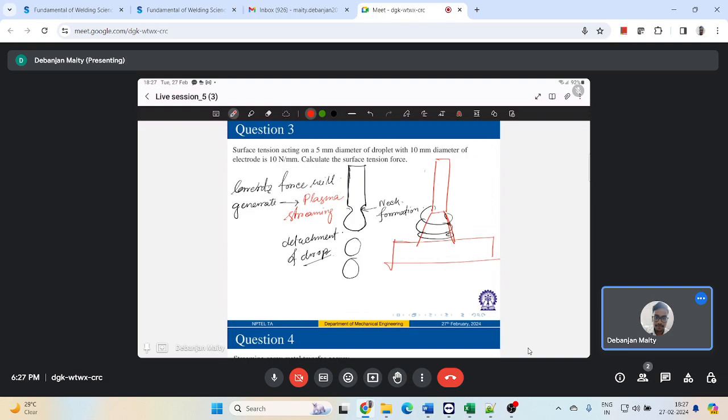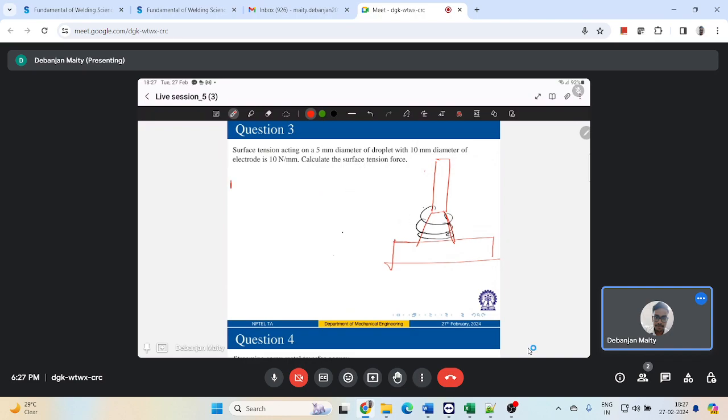And then we have talked about the polarity of direct current, straight polarity and reverse polarity, a lot of times. So we have talked about straight and reverse polarity, right? What is there in straight polarity?